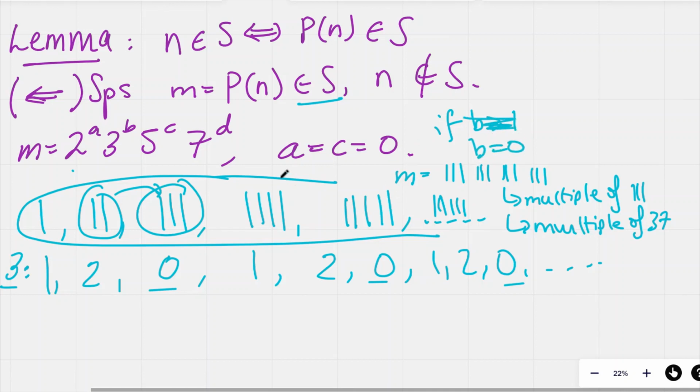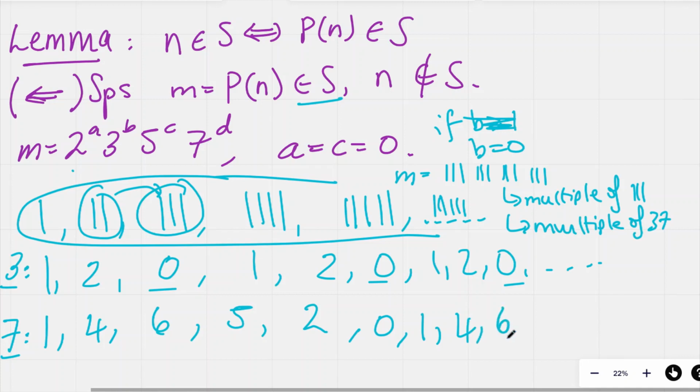So we now have a is 0, b is 0, c is 0. The last thing we need to do is prove d is 0. And to do this, we use a very similar piece of logic. If we look at these numbers modulo 7, we now get a similar pattern. We get 1, 4, 6, 5, 2, 0. And then it repeats: 1, 4, 6, 5, 2, 0.